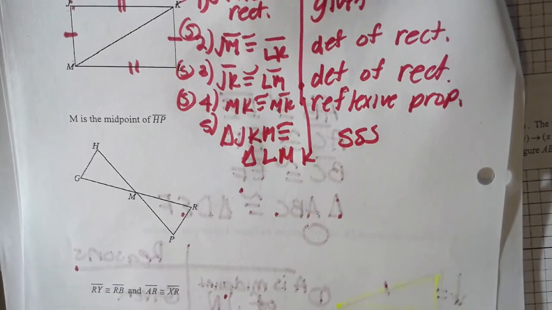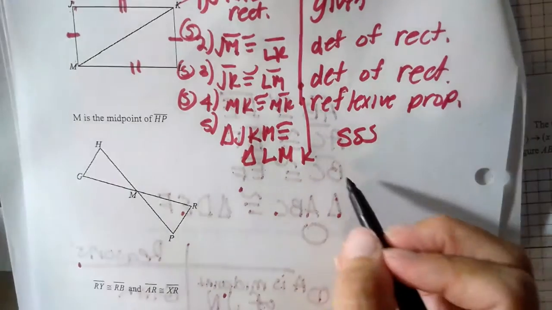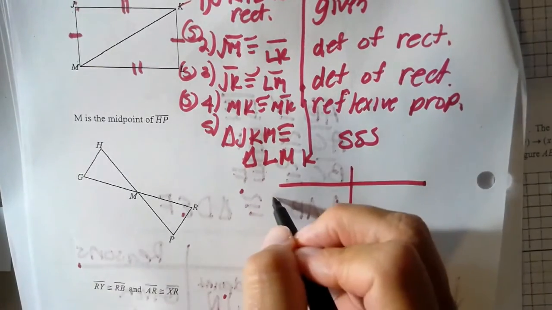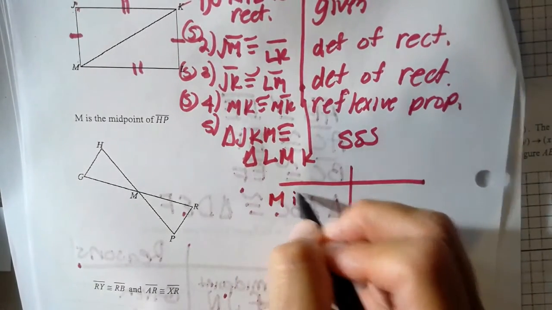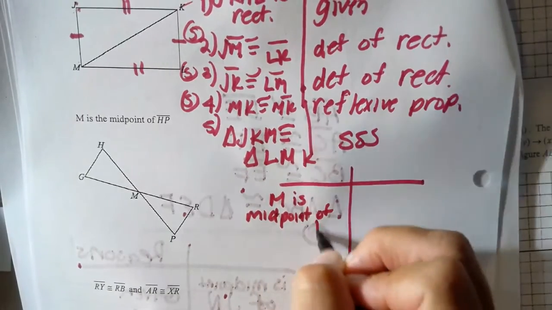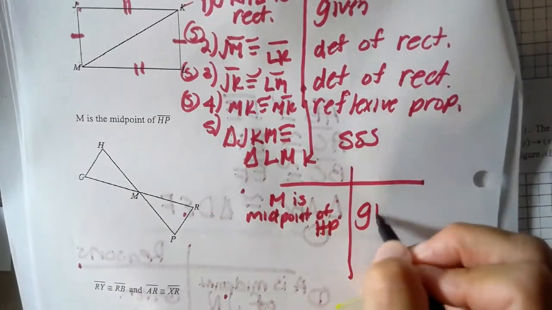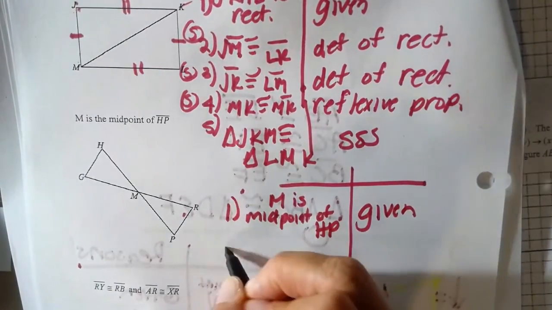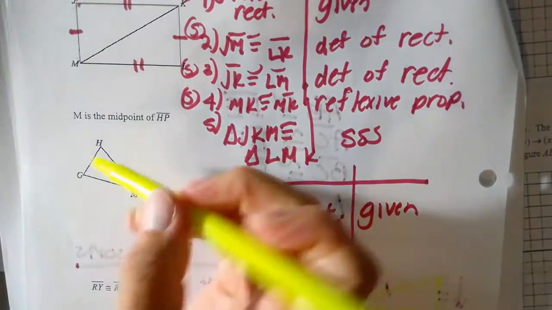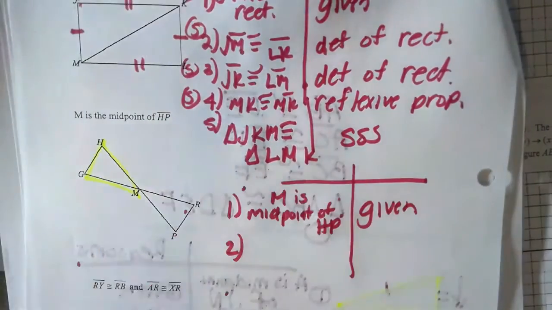Okay, last one for today. So again, here's what we know. We know that M is midpoint of HP. That was my given. There's my step 1. And I'm trying to prove that these two triangles are equal.